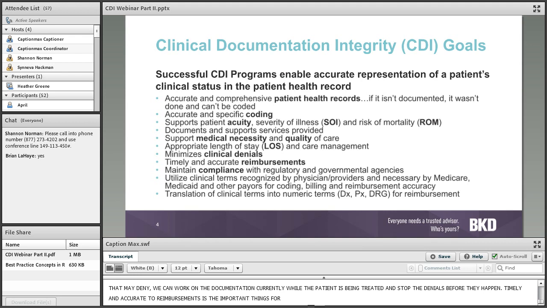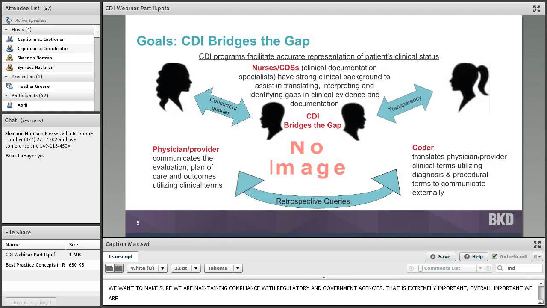Timely and accurate reimbursement: the important thing for us to do as a facility is to make sure we're paid right the first time. CDI can help accomplish that by making sure the documentation is there, the coding comes out correctly, the DRG is correct, and then it all kind of falls into place. And then we want to make sure that we are maintaining compliance with the regulatory and government agencies. Extremely important that we're following that compliance.